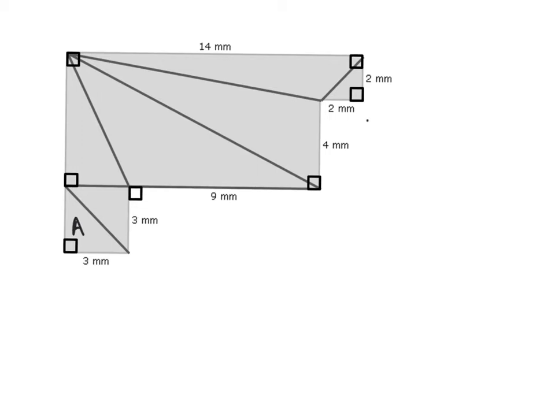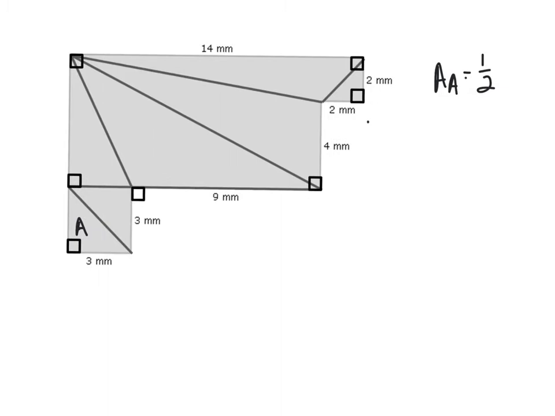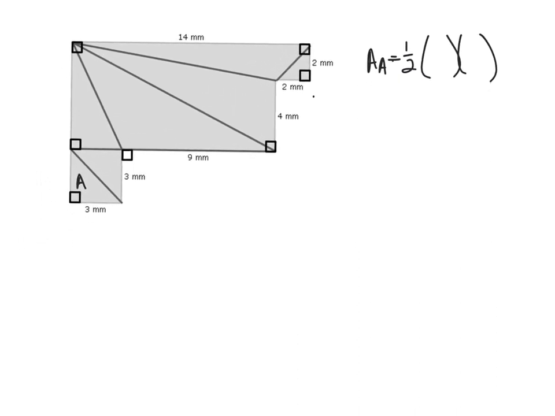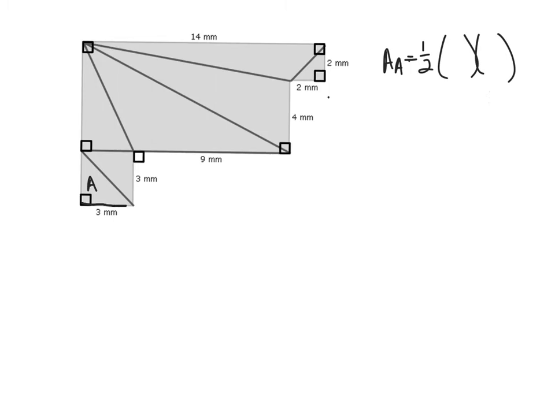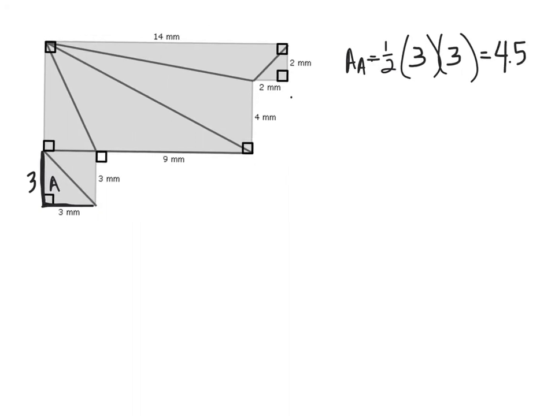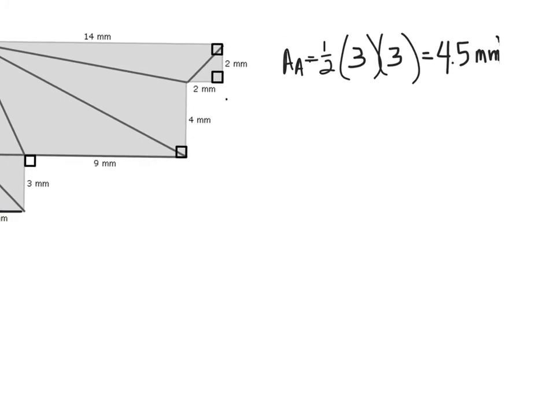So the area of A is 1/2 base times height. Okay, so my base on this one is 3. The height is the side that's perpendicular to it. There isn't a label here, but I do just look right over here, and I see that this same height is 3. So I know my height in this triangle is also 3. So 1/2, 3 times 3 is 4.5. My units are millimeters. And of course, I'm going to square the units, but not the number.